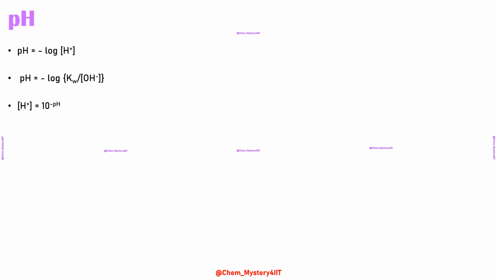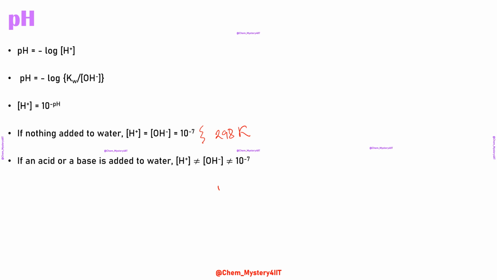If nothing else is present in water, this is pure water, then H plus ion and OH minus ion concentrations are going to be equal. And if the temperature is 298 Kelvin, then both of these values are going to be 10 raised to power minus 7. If you add acid or base, then these values are going to be different depending upon the medium. More H plus ion, it will be an acidic solution, and if in any solution OH minus ions are more, it is going to be a basic solution. But in none of these cases can either of these values be 10 raised to power minus 7.